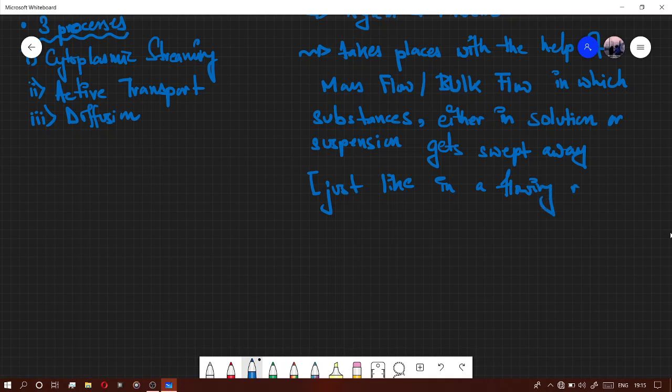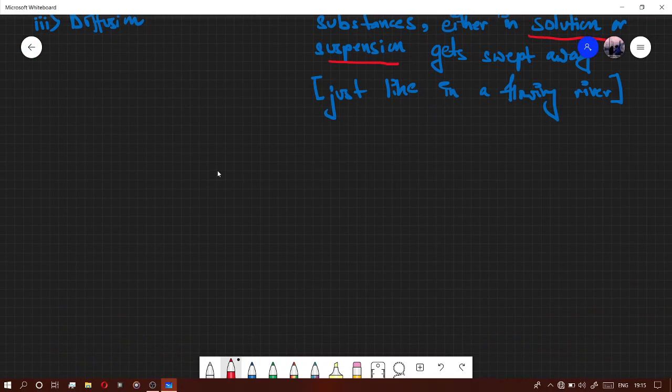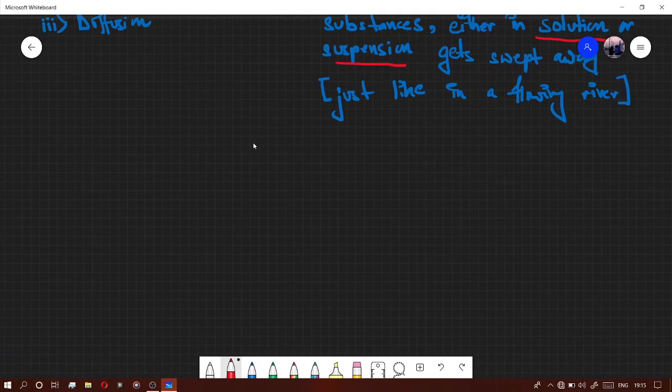All right, so let me just highlight what you need to see very minutely: in solution or in suspension, right? This is all very important. Now let's go to some very important differences. If you have studied anatomy of plants, obviously you will know it, but since this is very much related to this chapter, why not do it here as well?